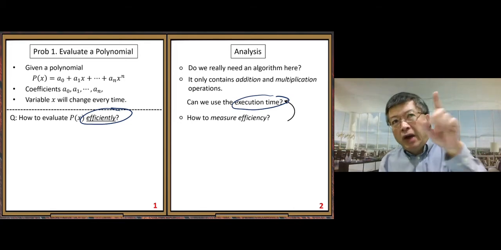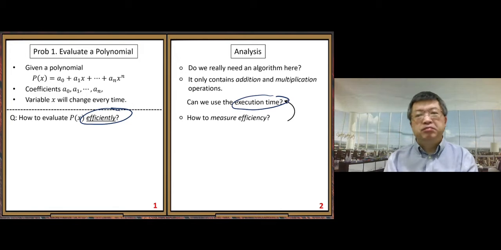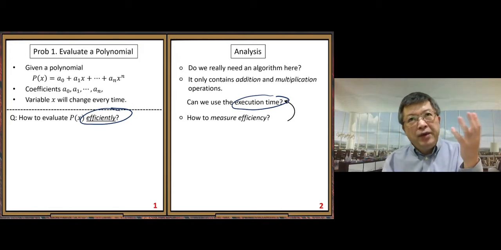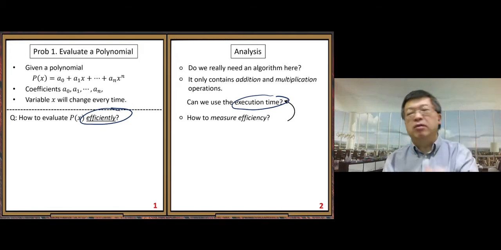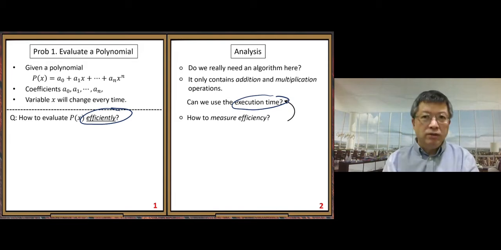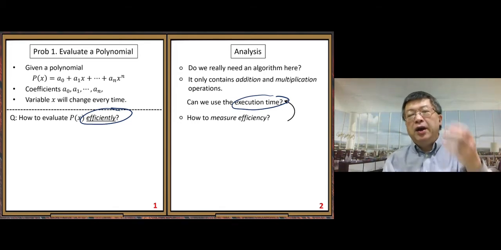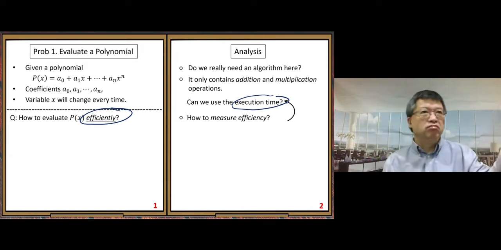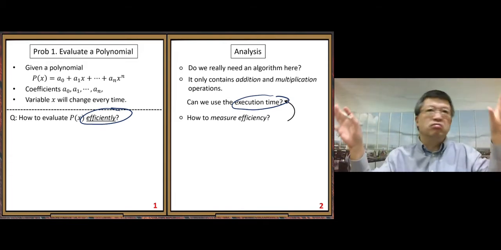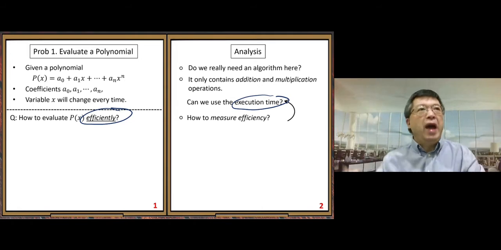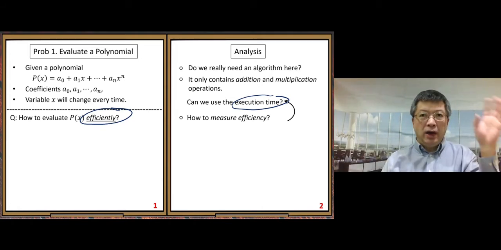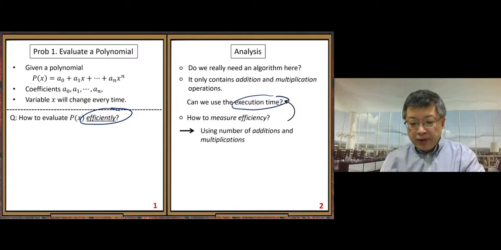So this kind of measure is not very stable. We want a stable, solid, and objective measure. It does not depend on the machine, and it does not depend on many other different factors.